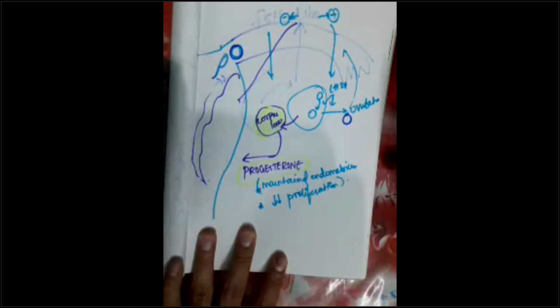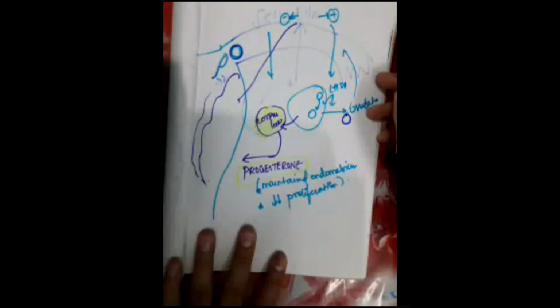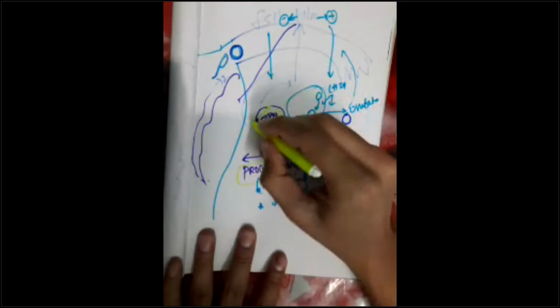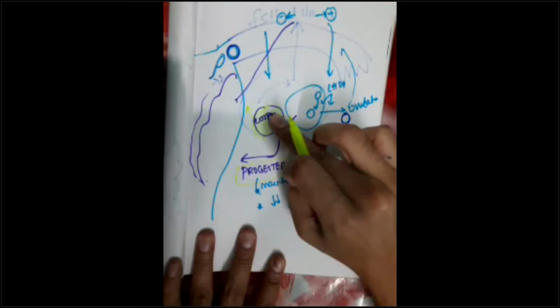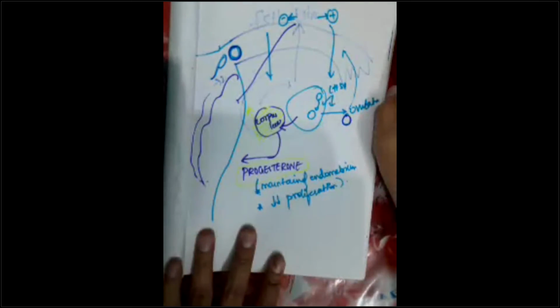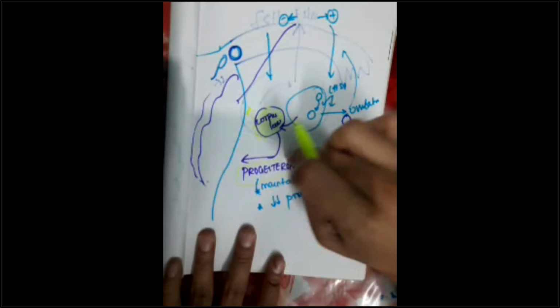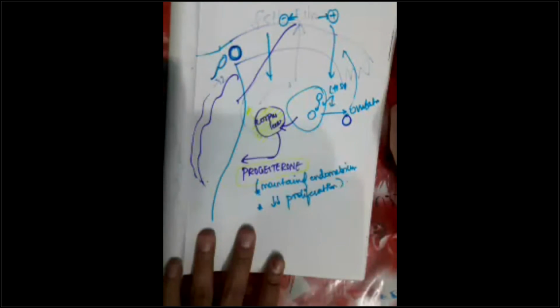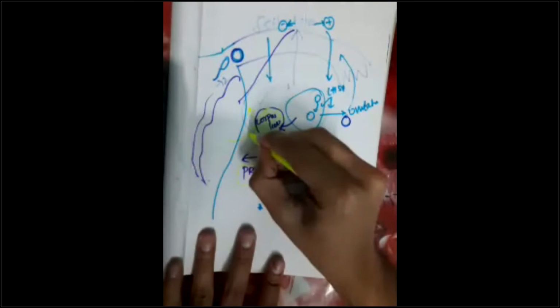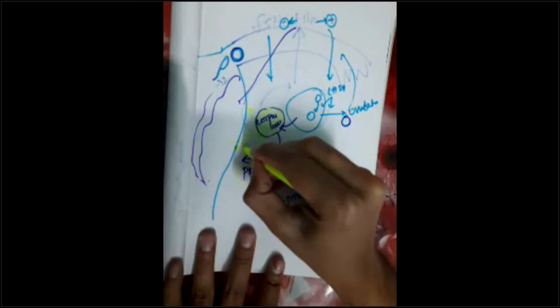Who is secreting this corpus luteum? Will my corpus luteum be there for 9 months? No, it will not be there for 9 months. It will get atretic. Every cycle it will get atretic. So some hormone should be there to preserve this corpus luteum for some time so that it keeps secreting the progesterone. What is that hormone? That is beta HCG, guys.